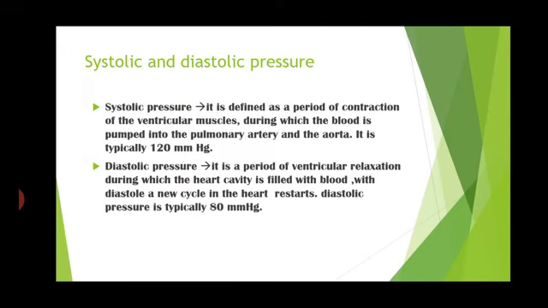Now we will see the systolic and diastolic pressure. First, systolic pressure. It is defined as the period of contraction of both ventricular muscles, during which the blood is pumped into the pulmonary artery and the aorta. It is typically 120 mm Hg. That pressure is called the systolic pressure.